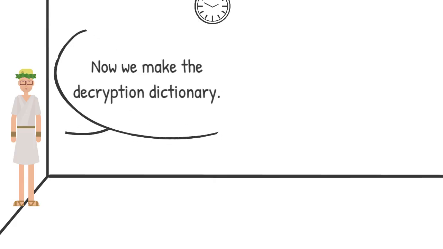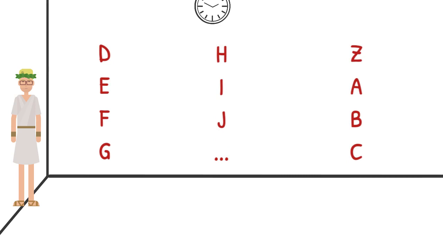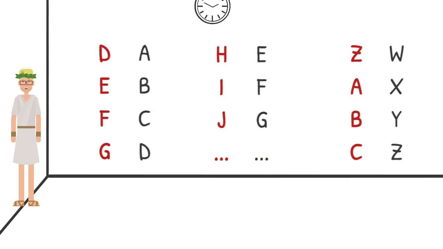Now we make the decryption dictionary. To do so, we write the shifted letters, and then unshift them. To decrypt, we take the ciphertext and we unshift each letter. This gives us back the original message.